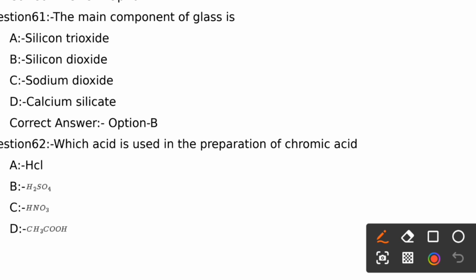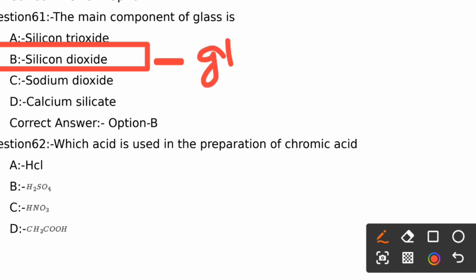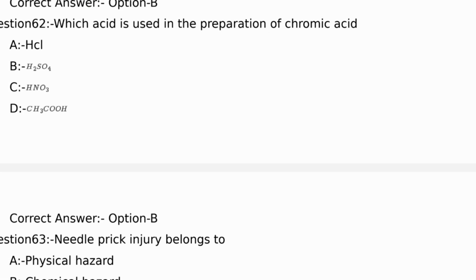The main component of glass is option A, silicon trioxide, option B, silicon dioxide, option C, sodium dioxide, option D, calcium silicate. The right answer is option B, silicon dioxide. The main component of glass is silicon dioxide.